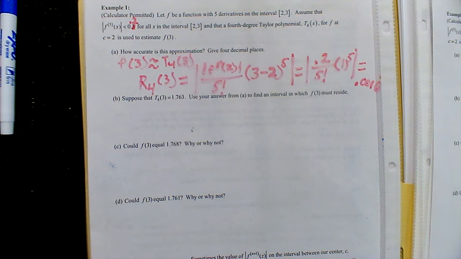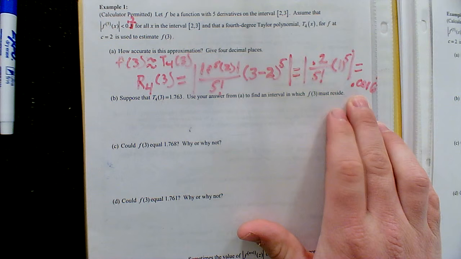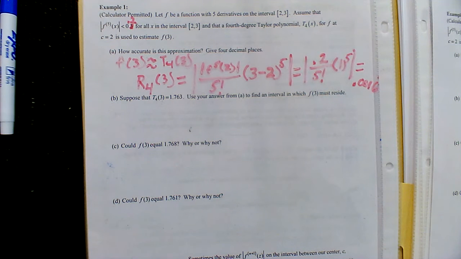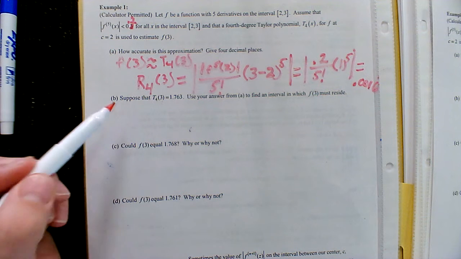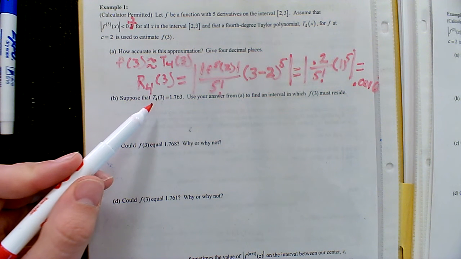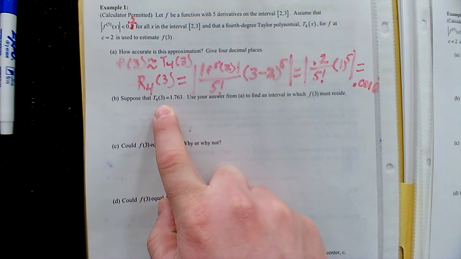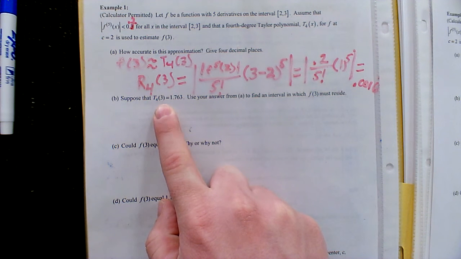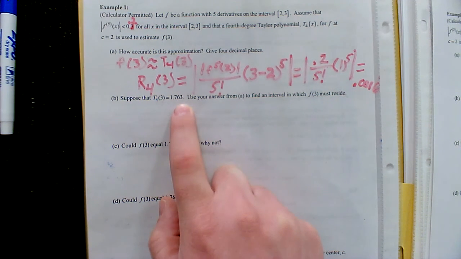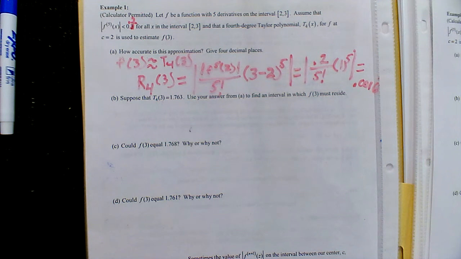Alright, so that was just asking how accurate the approximation is, give 4 decimal places. So we're saying we're within this amount. So part B now, we're going to be able to use that maximum error to find our interval. So it's telling us, with this 4th degree Taylor polynomial, we don't actually have the polynomial, but they're telling us if we plug in 3 to this Taylor polynomial, you get this value, 1.763. Again, we're trying to approximate at 3. So it says use your answer from part A to find the interval in which f of 3 must reside.